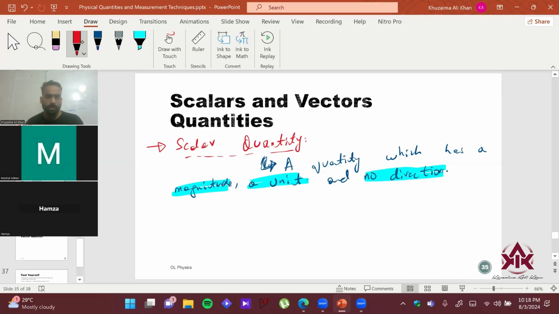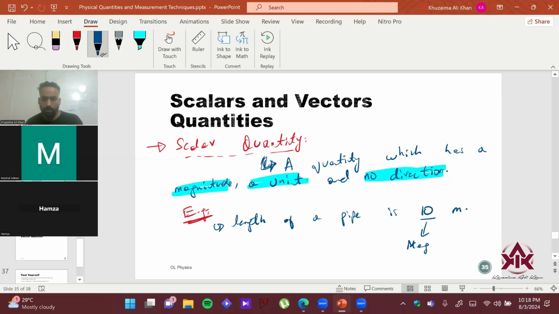So let's look at an example. What is an example of a scalar quantity? As Mashal said, length. Let's say the length of a pipe is 10 meters. So it has a magnitude, it has a unit, but it has no direction specified. What angle is it at? Is it going toward north, east, west, south? It has no direction, so it is a scalar quantity.